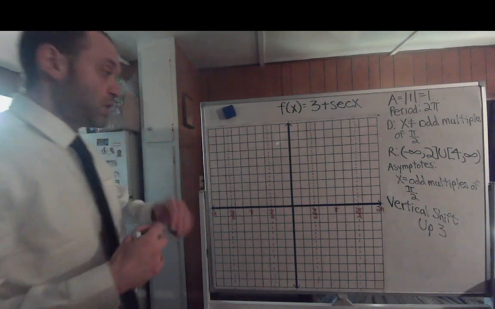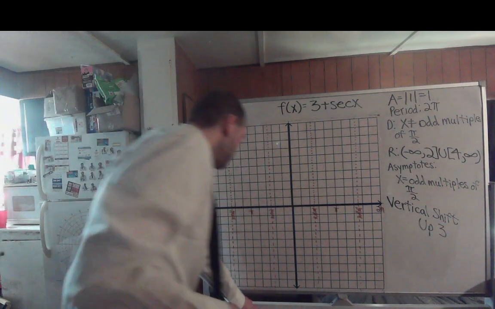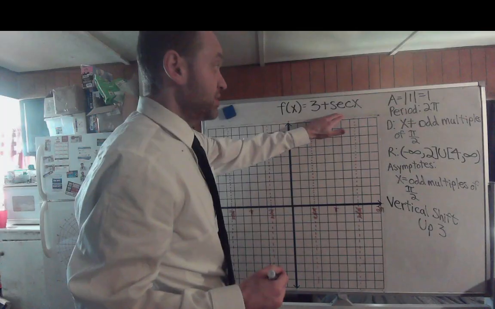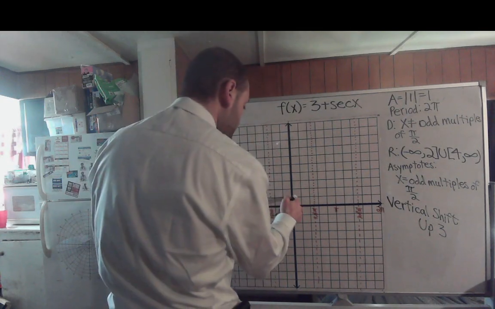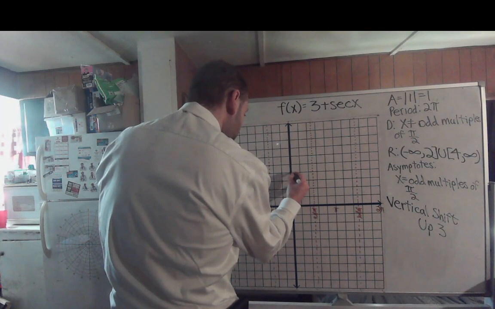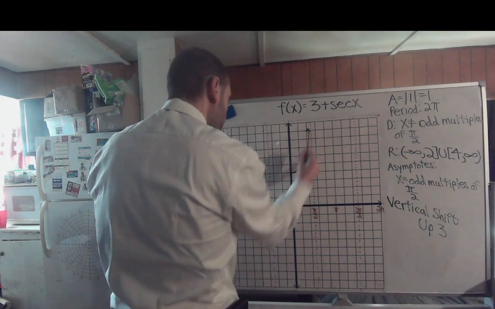Alright, so we got our asymptotes plotted. Now let's start at the secant of 0. That's normally 1, right? But then you add 3 to that, you're actually all the way up to 4. So you'll actually be all the way up at 0, 4. So here's your curve.